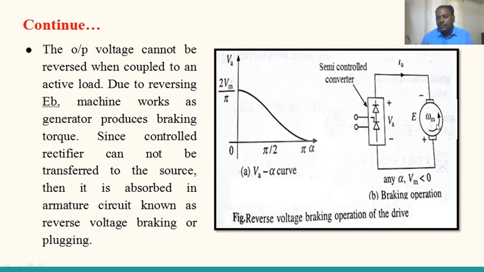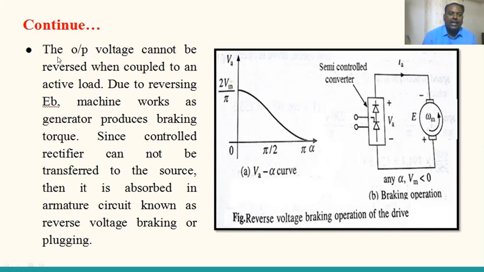This energy does not flow to the source, resulting in the entire amount of energy being dissipated in the armature circuit resistance as well as the converter. So there may be a possibility to spoil the armature circuit as well as the converter if the speeds are high. The developed energy is dissipated within the armature itself. So this type of braking is known as reverse voltage braking or plugging.